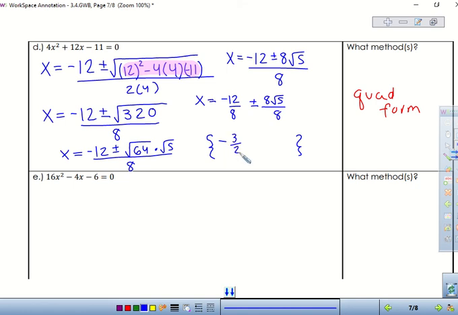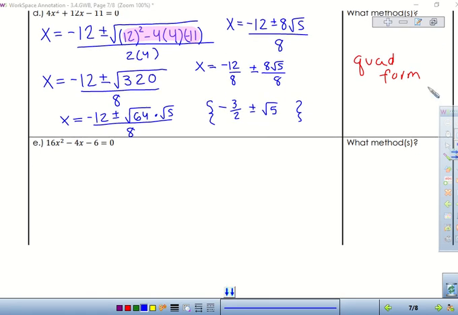3 over 2, plus or minus. What's going to happen with the 8's? So I'm just left with radical 5. So that's going to be my final answer for letter D. I know I don't spend a ton of time explaining the simplifying because, yes, I do expect you guys to have that a little bit down better than the concepts.